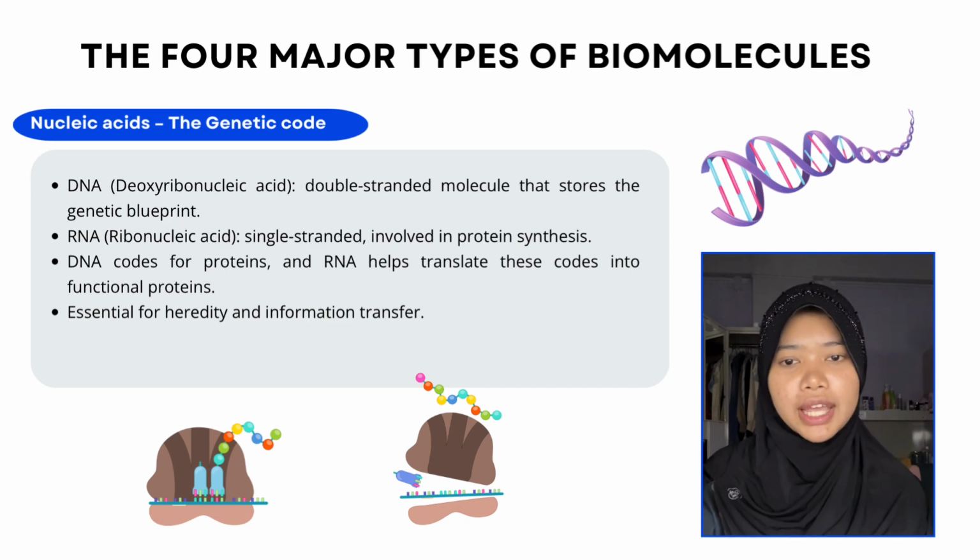DNA contains the instructions for making proteins, and RNA translates the instructions into functional proteins. These molecules are essential for heredity and for transferring information from one generation to the next.